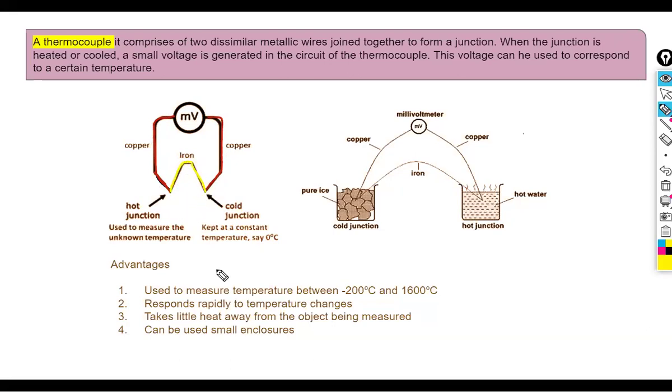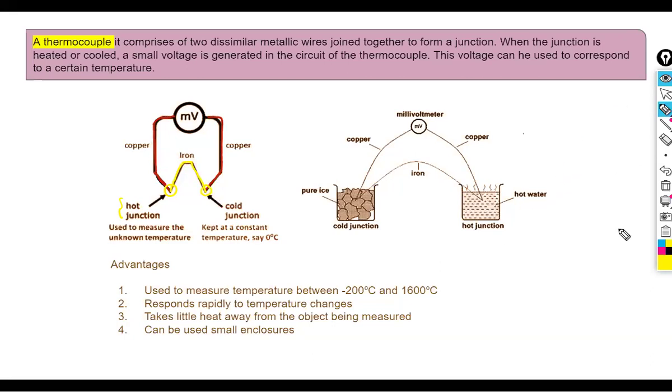Now, whenever you dip one end into a substance, like something hotter, and the other end into something cold, naturally it forms a current. And this current, depending on the temperature, will be different. And that current can be converted into representing a temperature. It's a real simple device.